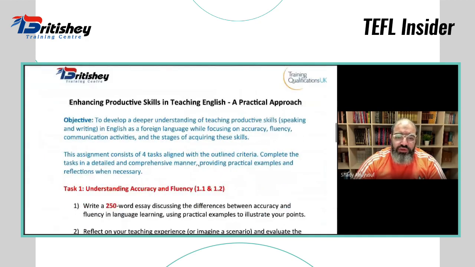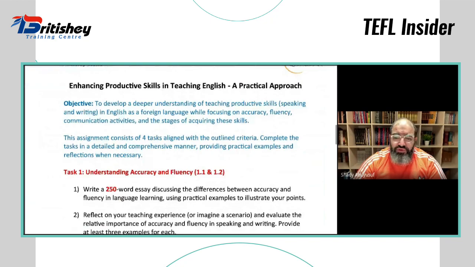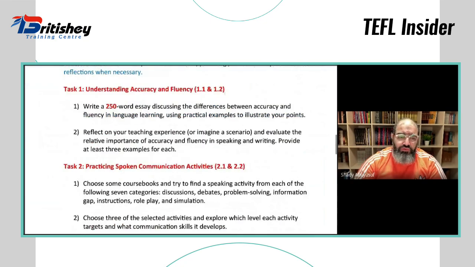So let's get to the main points here. Let's go to task 1. Task 1 says understanding, accuracy, and fluency. It is divided into 2 parts, part 1 and part 2. Part 1 says, write a 250-word essay discussing the differences between accuracy and fluency in language learning, using practical examples to illustrate your points.